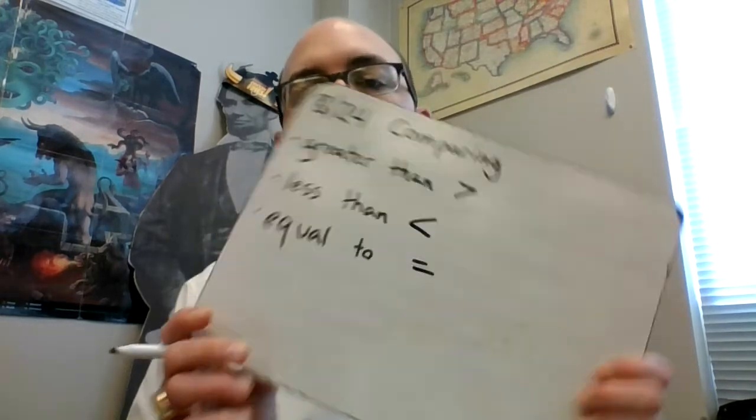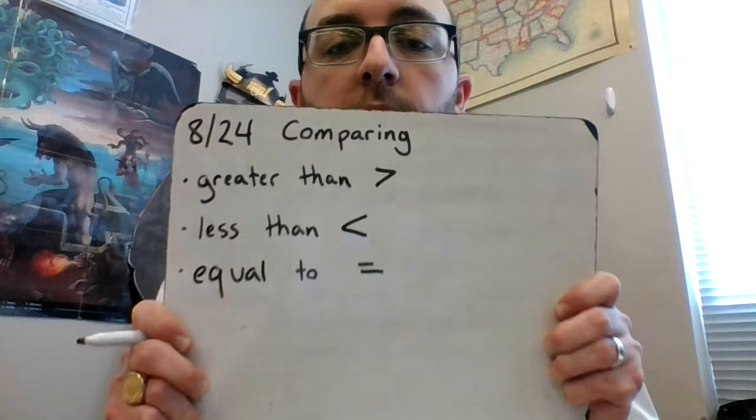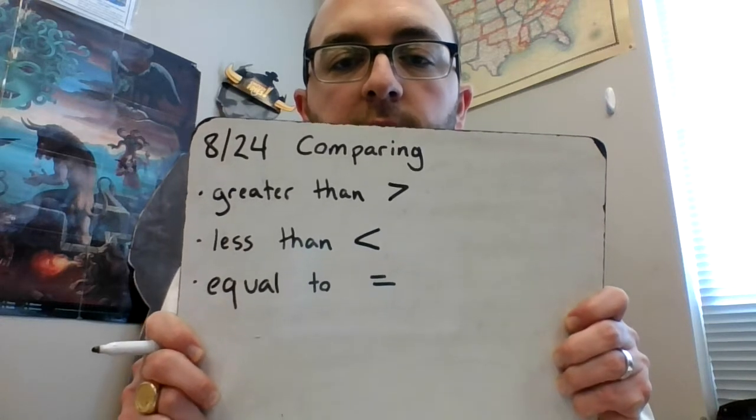Now, this is hopefully something most of us are familiar with, but let's just do a quick review here of the symbols used in comparing. So we have our greater than symbol. And I'll show all of these in just a moment. We have our less than symbol. And we have our equal to symbol. All right, so feel free to pause to get these written down, but this is what you've probably seen before: greater than, less than, or equal to.